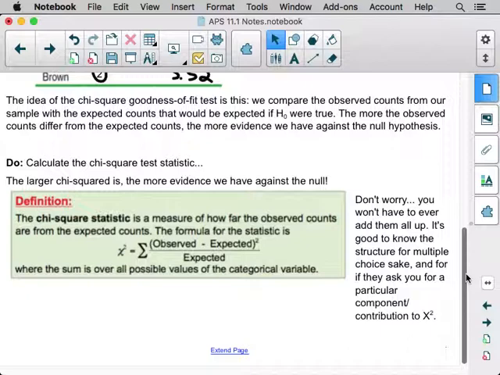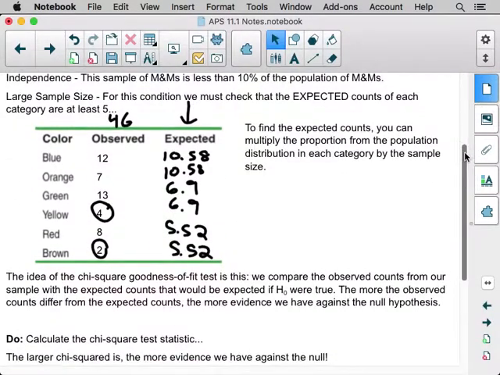All right, so the idea of chi-squared is that we're going to compare the observed counts from our sample with the expected counts that would be true if the null were true. The more that these differ from each other, doesn't that give more evidence against the null? If we're comparing these, the further these numbers are apart from each other, isn't that more and more evidence against our null value? Does that make sense to everybody? The more difference there is between the observed and expected, the more likely it is we're going to reject the null for the alternative that there is actually a difference in this distribution.